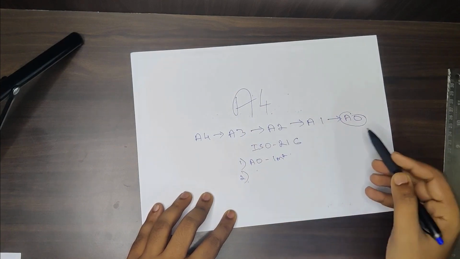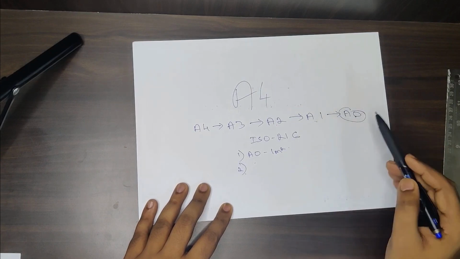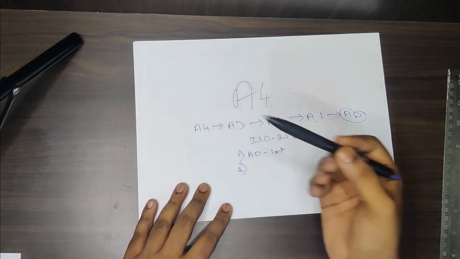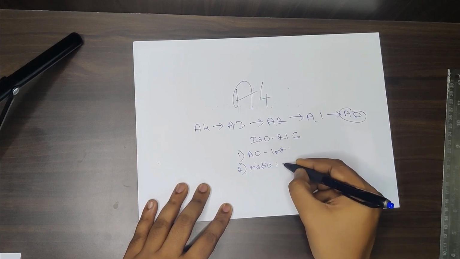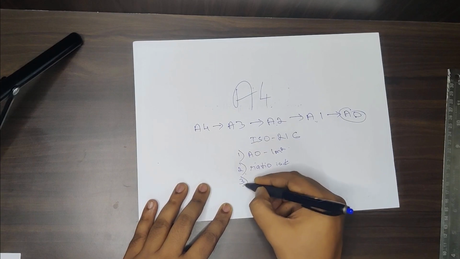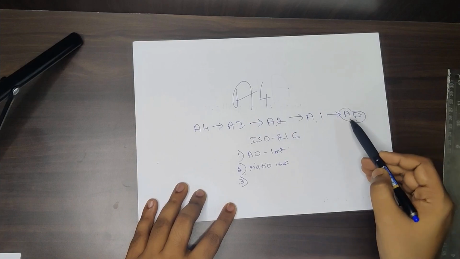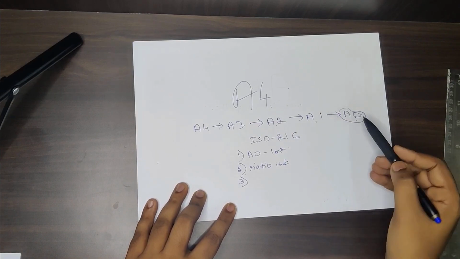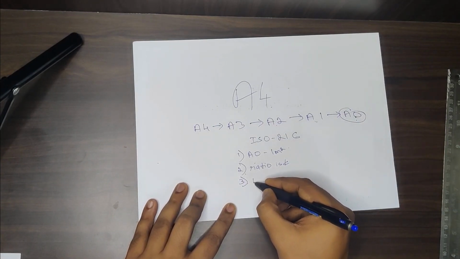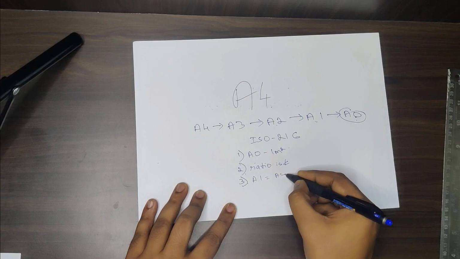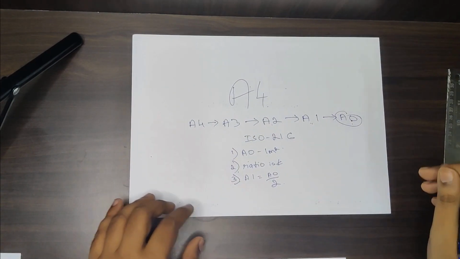The second one is that irrespective of whichever number or whichever paper it is, the ratio of the two sides always has to remain the same. So that ratio is a constant. And the third one is that whenever you go from a lower series to the higher series, that is from A0 to A1, the area should be half of the higher one. So basically the area of A1 should be equal to half of the area of A0. So these are the primary standards that are there in the A paper series.